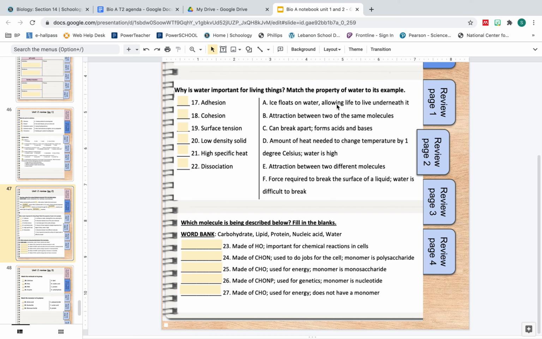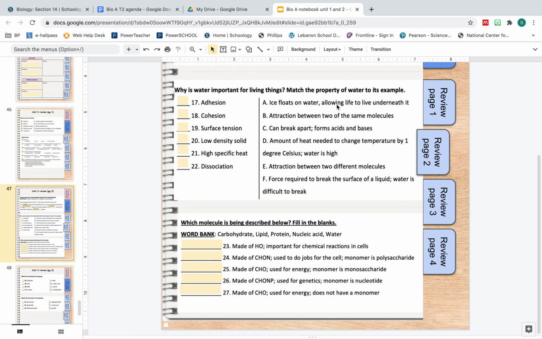D, A, B, C. Match the monomer to its polymer. I think the easiest one is polysaccharide and monosaccharide. I mean, they look almost the same. Same with nucleic acid and nucleotide. I mean, come on, the names are almost the same. The only one that might be a little bit confusing is protein and amino acid, but they're the only choice left, so it's got to be that. G, F, E.